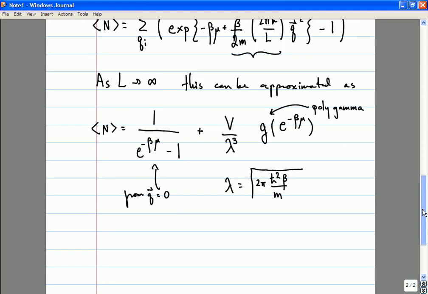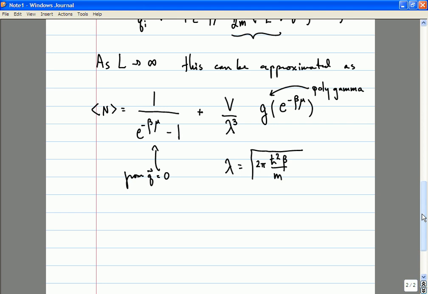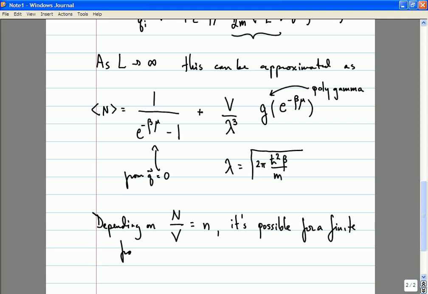And the important observation that I would like to make, which is independent really of any of the detailed forms of this polygamma function, is that depending on the value of n over v, that is to say, on the density of particles per unit volume, which is usually denoted little n, it's possible for a finite fraction of the particles to be in their ground state.